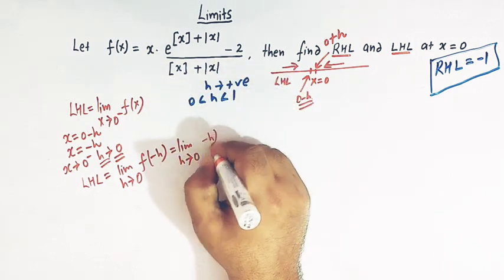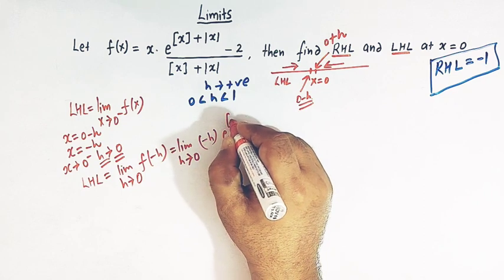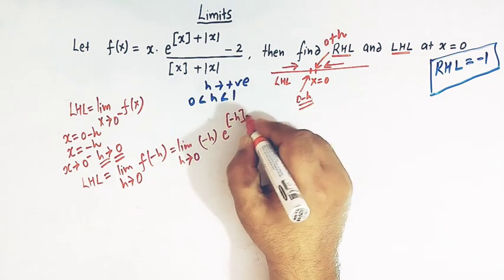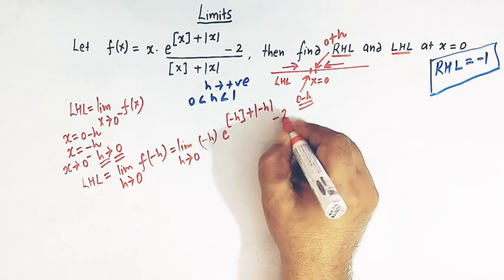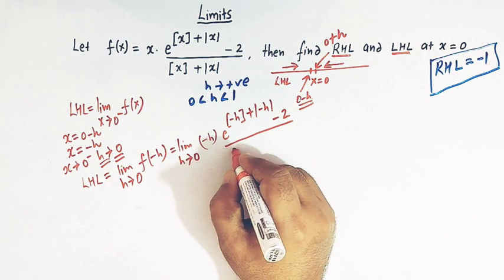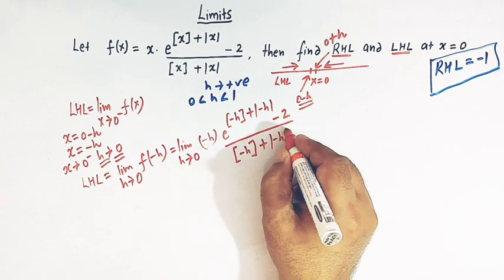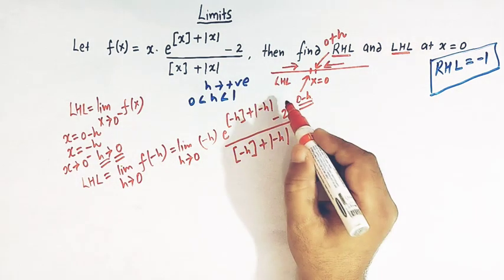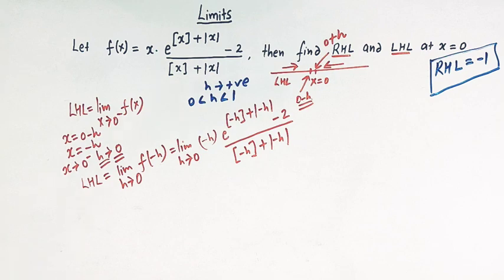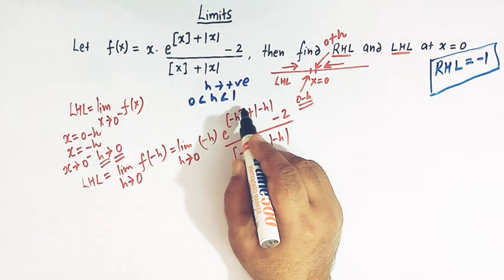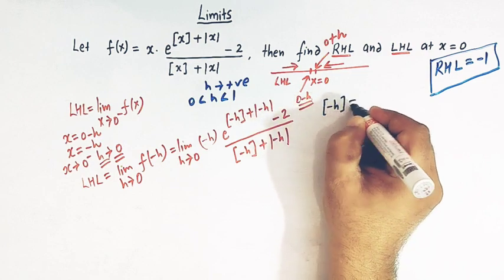So we have minus h here, and then we can write e raised to greatest integer of minus h. Then here we have mod of minus h, and this is minus 2 divided by greatest integer of minus h plus mod of minus h, right? Now we need to find out this limit.